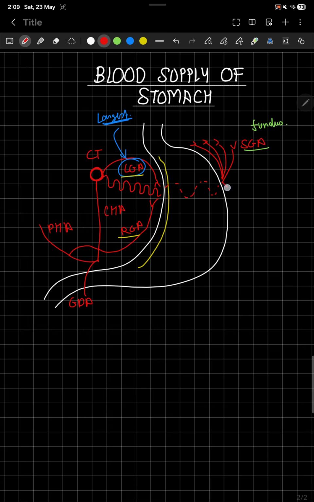This splenic artery then gives off a branch which runs near the greater curvature of the stomach, supplying it, called the left gastroepiploic artery.